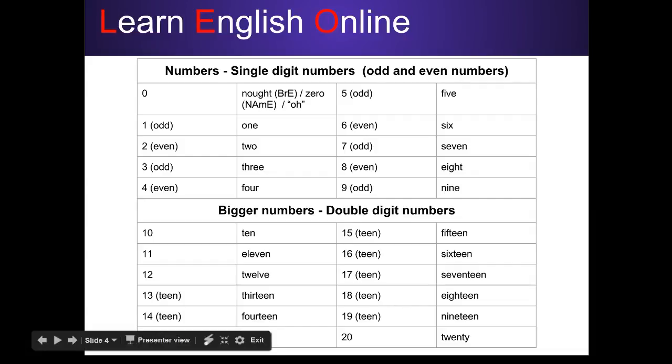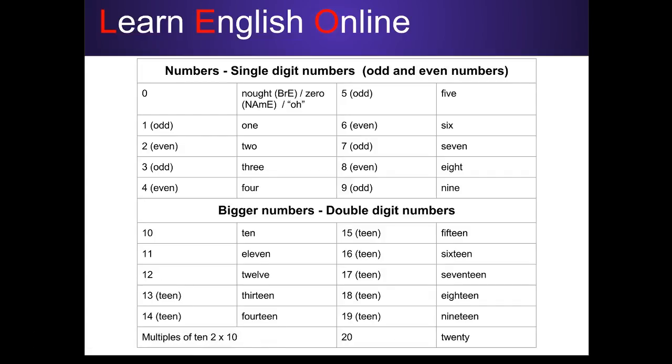We'll come to 0 in a moment. Remember, zero in British English, zero in American English. We sometimes say O for room numbers and telephone numbers. But 1 is an odd number, 2 is an even number, 3 is an odd number, 4 is an even number, 5 is an odd number, 6 is an even number, 7 odd, 8 even, 9 odd, and so on.